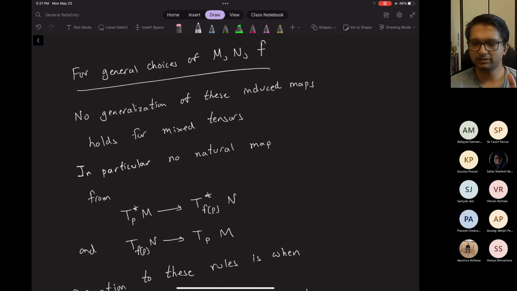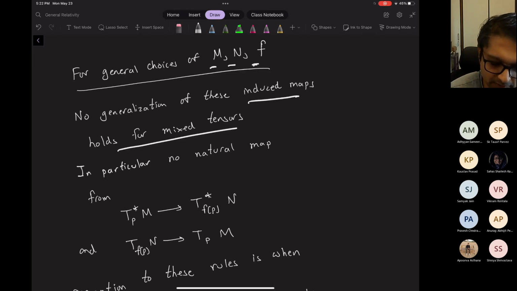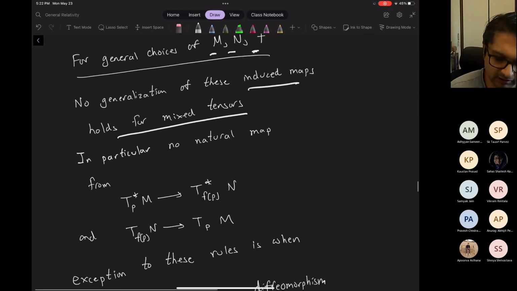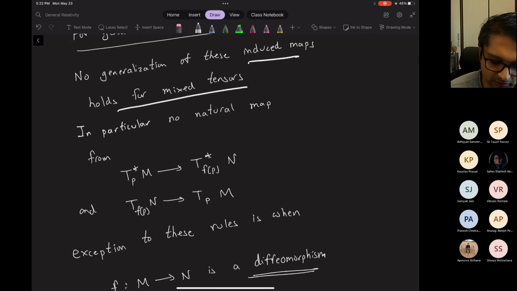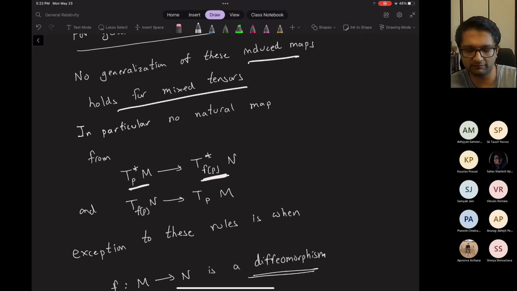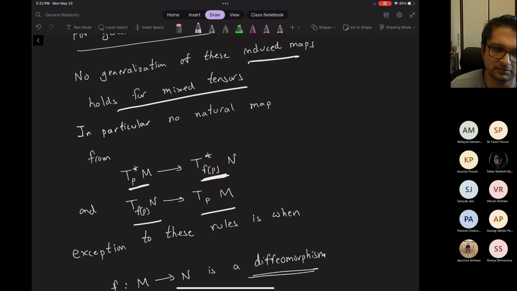All right, so summary. Vectors can be pushed forward in general. Dual vectors can only be pushed back in general. Now if we have general choices of the manifolds M, N, and F, as we've assumed before, then there's no generalization of these induced maps for mixed tensors. In particular, dual vectors in M cannot be taken to arbitrary dual vectors in N at the point F of p, and similarly, vectors in N cannot be naturally mapped to vectors in M. F doesn't naturally induce such a map.